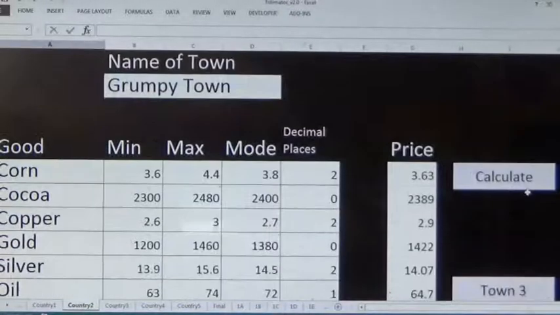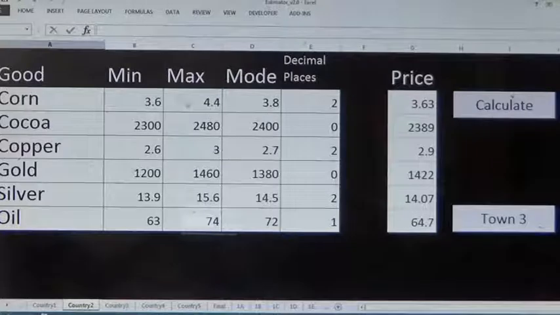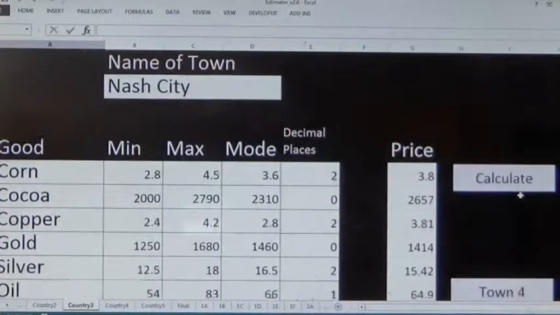Here we are now with Grumpy Town. Here we go again. 6 goods. Different min, different max, different mode. So some towns are going to be better for selling particular goods than other towns. And of course we've got this wide variation as well on some of them. So you've got between 3.6 and 4.4. So that's quite a range on some of these here. So let's calculate it for Grumpy Town. There we go. Head to our next town, Nash City.